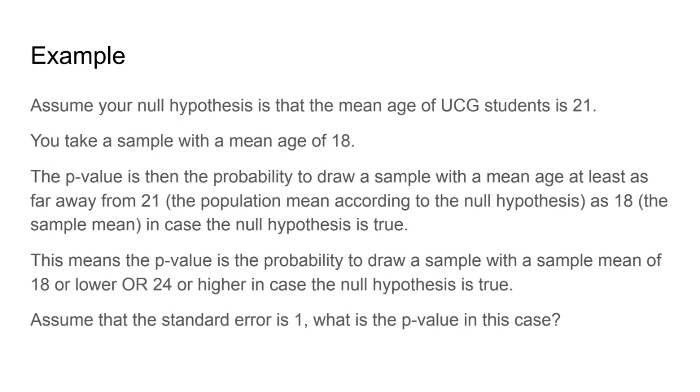What the standard error actually is will depend on the sample size, right, as well as the population standard deviation. So we discussed this before, right? So the standard error is the population standard deviation divided by the square root of the sample size, right? And let's just assume this is 1 for this example. Good. So if the standard error is 1 and our sample mean is 18, and the null hypothesis says that the population mean is 21, what is the p-value in that case?